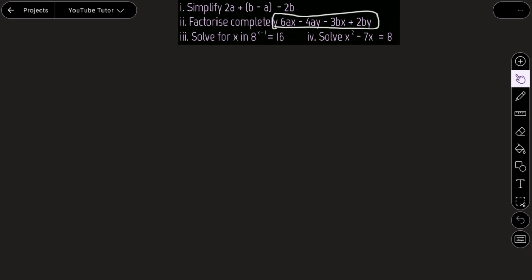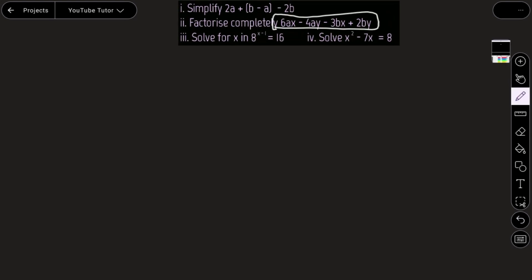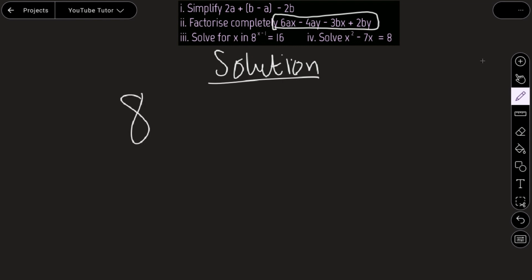Okay, so the third question says, solve for x in 8 raised to an exponent of x minus 1 equals to 16. For that one, what I'm just going to do is apply the laws of indices as I said in the beginning of the video. We have 8 to the power x minus 1 equal to 16.